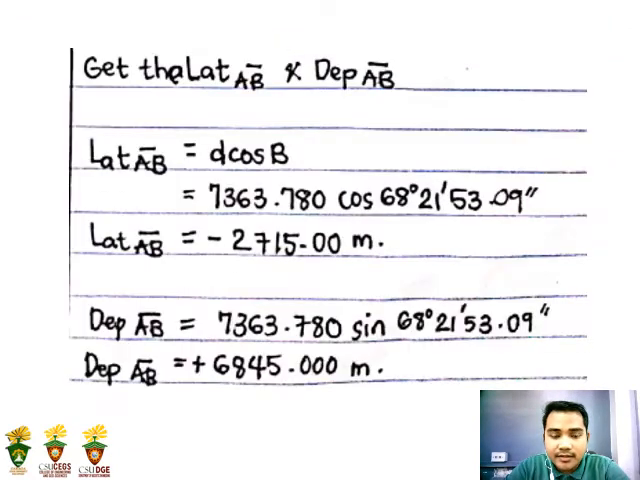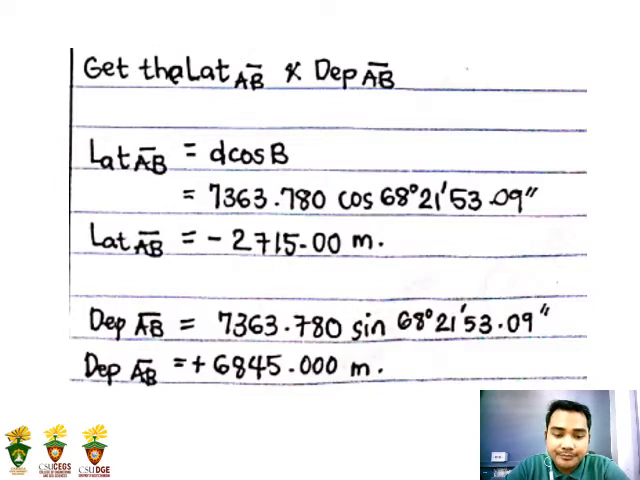Then the next is naa na man tay distance and bearing going to line AB, we need to have the value of the latitude and departure of AB. So, balikan ang formula. Latitude is equals to distance cosine bearing. So, naa tay value sa distance nga 7363.780. Then, we have the value of bearing of 68, 21, 53.09. So, we can have the value of latitude to be 2715 meters. Negative siya kay naka-south, southeast man ang direction. So, south man siya, then negative.